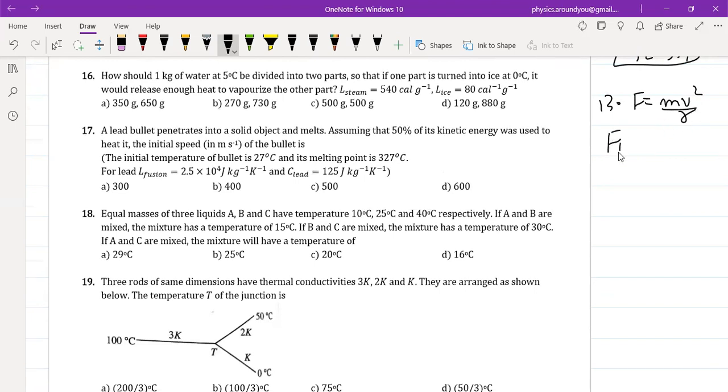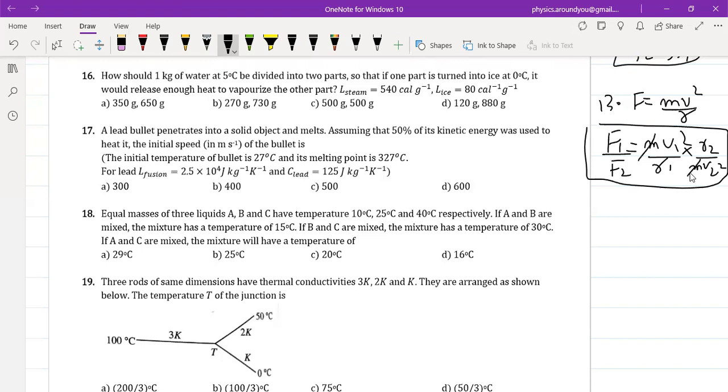So they're asking what is F1 by F2. That would be mv1 square by r1 into R2 by mv2 square. Just taking the ratios, m's and m's would get cancelled, and we just have v1 square by v2 square into r2 by r1. Well, it would appear that we are stuck, okay?